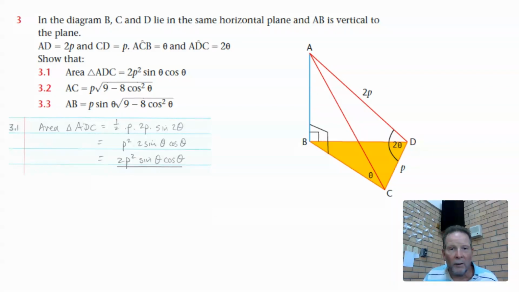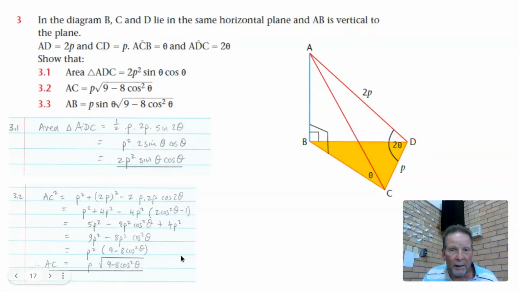Okay, the next question here, 3.2. Show that AC, this thing here, equals p times the square root of 9 minus 8 cos squared theta. They don't do the cos rule very often in a lot of exams, but I can tell it's going to be cos rule. They're taking a square root. It's probably AC squared and taking the square root. Let's see what Mr. Autry did.